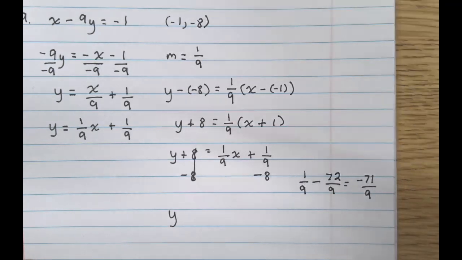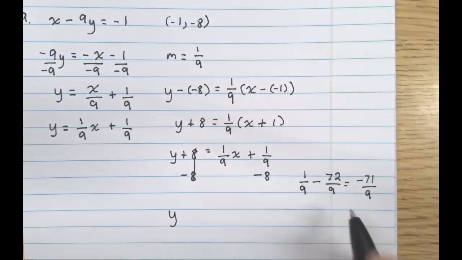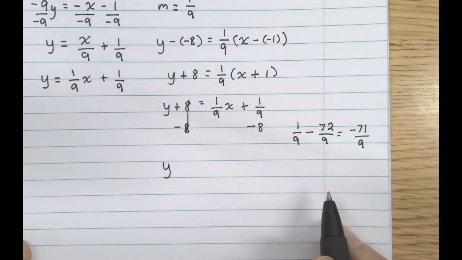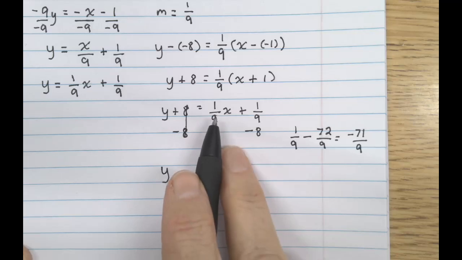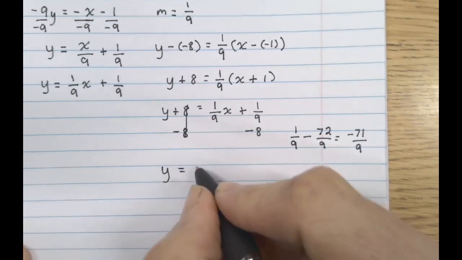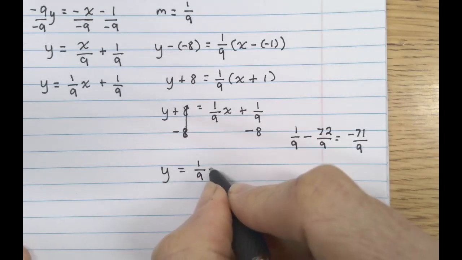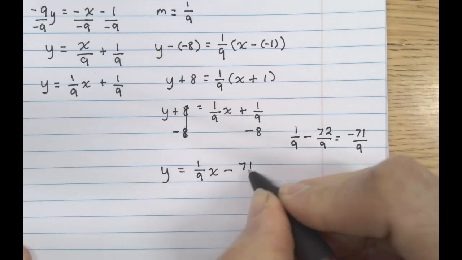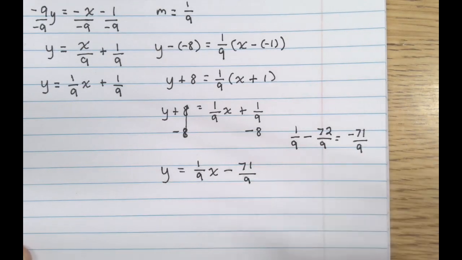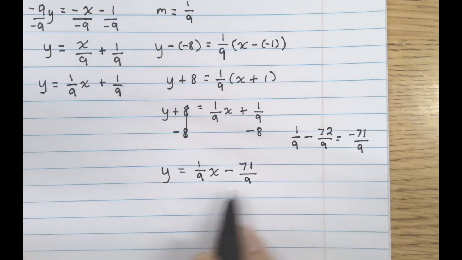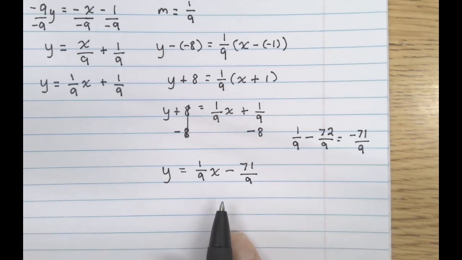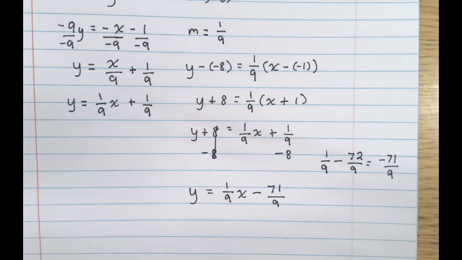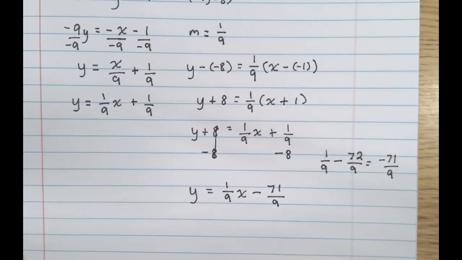We can't reduce that, and my arrow keeps getting in the way here. So we can write the equation now. We're basically done. I know what the slope is, 1/9 x. And now I know what the y-intercept is. It's going to be minus 71 over 9. And so there's the answer for problem 19, and that's a lot of work for one problem. So it's a pretty difficult problem, I would say.